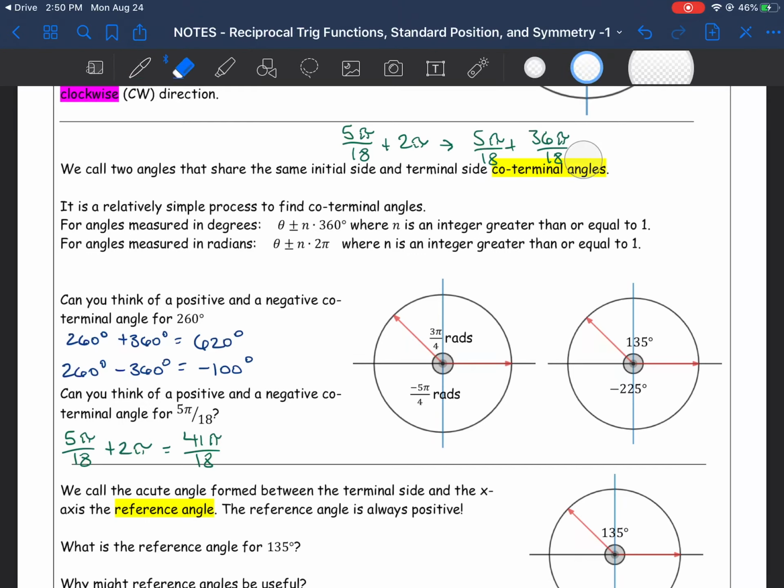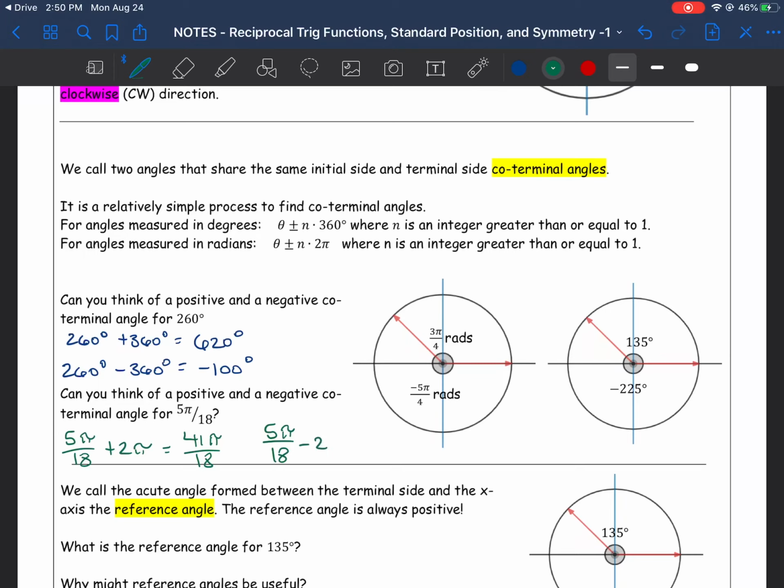Okay? Now let's find a negative coterminal angle for 5 pi over 18. So let's do 5 pi over 18, and this time let's subtract 2 pi. If I take 5 pi over 18 minus 2 pi, I would end up getting negative 31 pi over 18.